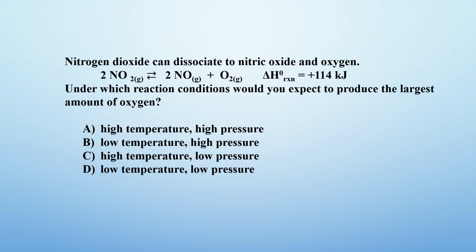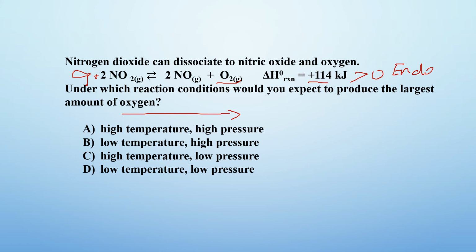For this problem, we have an endothermic reaction. Why? Because it's a positive number, so it's greater than 0, so it's an endothermic reaction. So I will put the Q on the left hand side. It asks us, under which conditions would you expect to produce the largest amount of oxygen? Oxygen is the product, so we want the chemical reaction to shift to the right hand side because that's the direction of oxygen. So we want to increase the amount of oxygen by changing the temperature or the pressure.